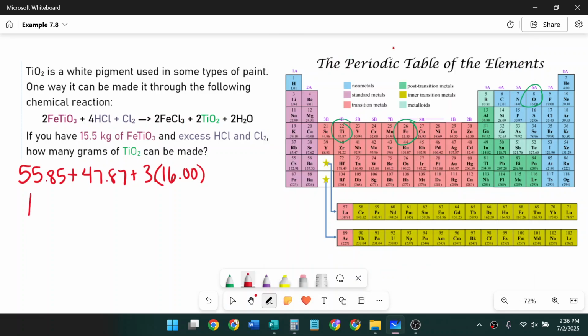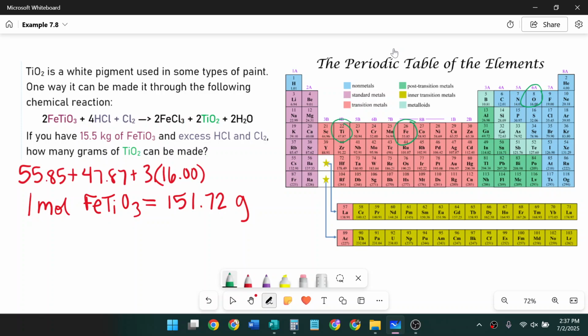So we know that 1 mole of FeTiO3 is 151.72 grams. Now, they've actually given us the number in kilograms. Boo, why do they do that? Because that means we have to convert it to grams before we can work with it. So we'll come back to that when we're actually starting to work with this.